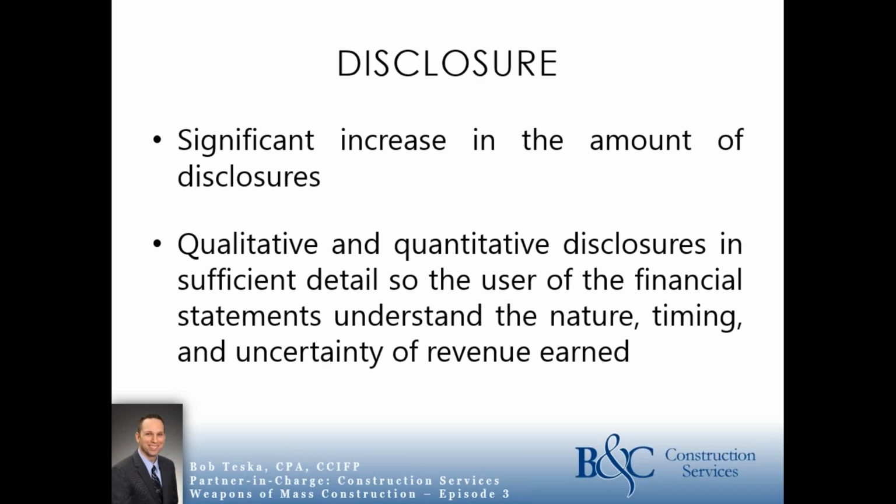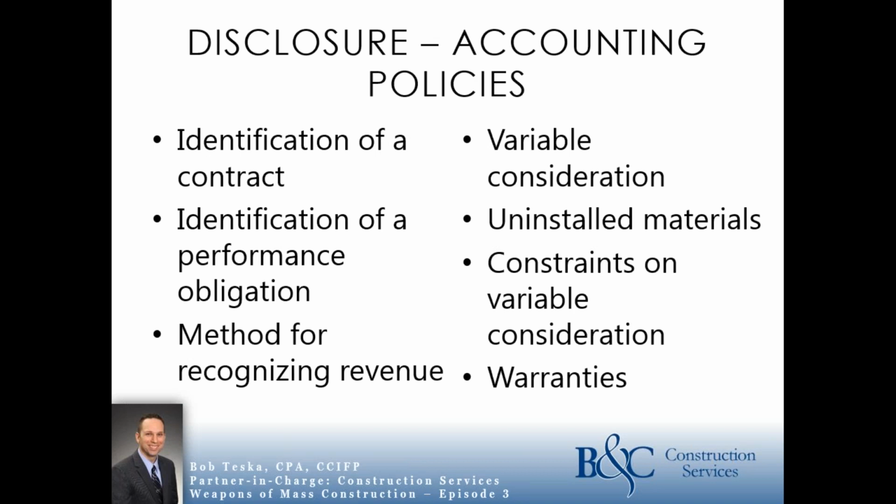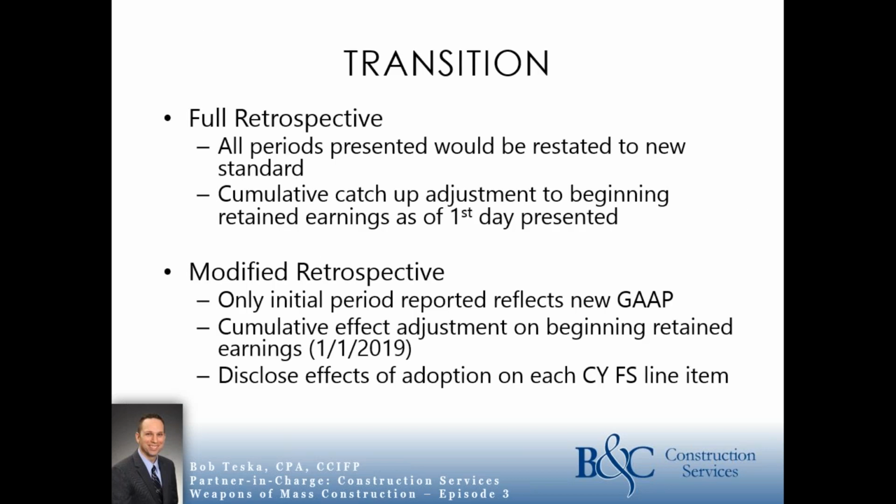performance obligations and the variable considerations and the other things that we've talked about. There are going to be disclosures that go along with them, including uninstalled materials. So there are going to be accounting policies on all of these issues: warranties, your constraints, uninstalled materials, variable consideration. All of this is going to be disclosed in your financials.